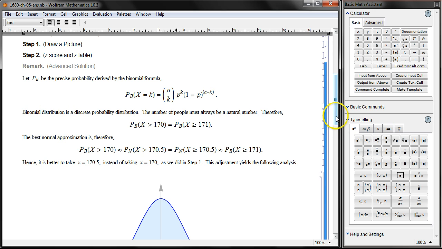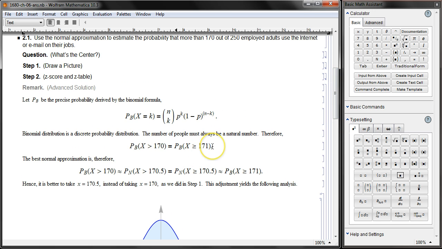The advanced solution is based upon this observation. Bigger than 170 versus bigger than or equal to 171, they're the same because we are counting the number of people. There's no such thing as 170.7 people or something like that. It's either 170 or 171.